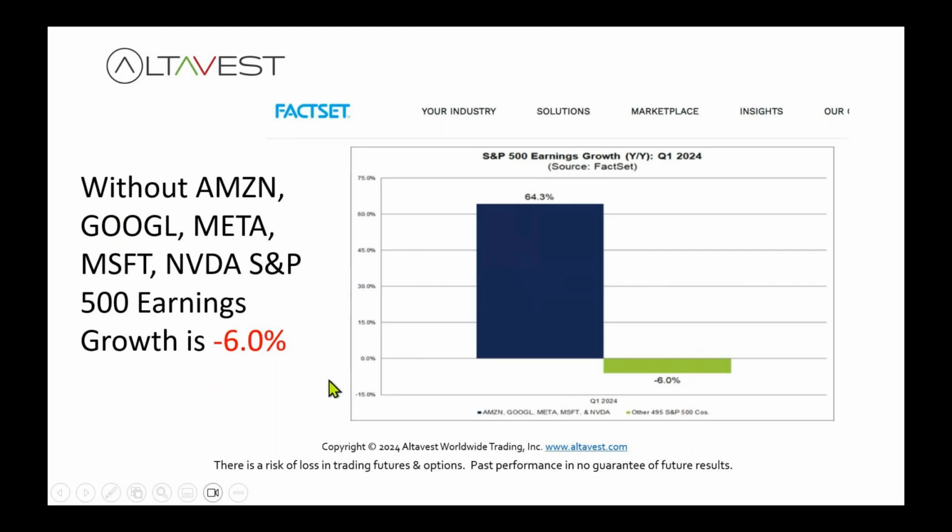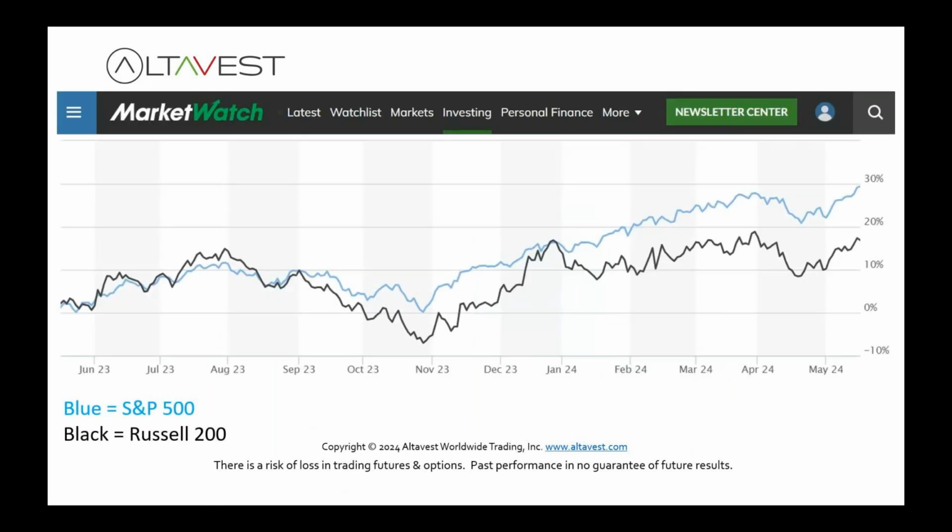So we're going to take a quick look at the Russell 2000. And this is just a comparison here. You can see the black line is the Russell 2000 and the blue line is the S&P 500. And there is quite a bit of correlation, generally speaking, in direction, but day by day, not necessarily.